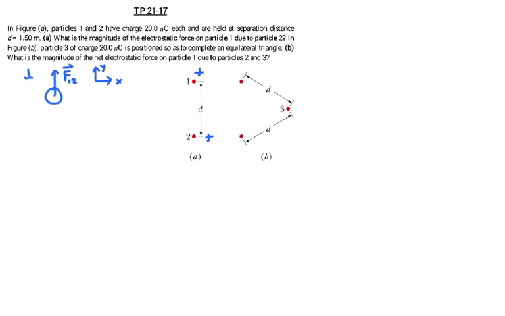I want you to notice the fact that the force itself acting on particle 1 is in the positive y direction. What would happen if particle 2 were actually negative? Well, opposite charges attract. So we could see the force on particle 1 due to particle 2 pointing downwards. The same could be said if particle 1 were negative and particle 2 were positive. So the sign of the charges decides the direction of the force.